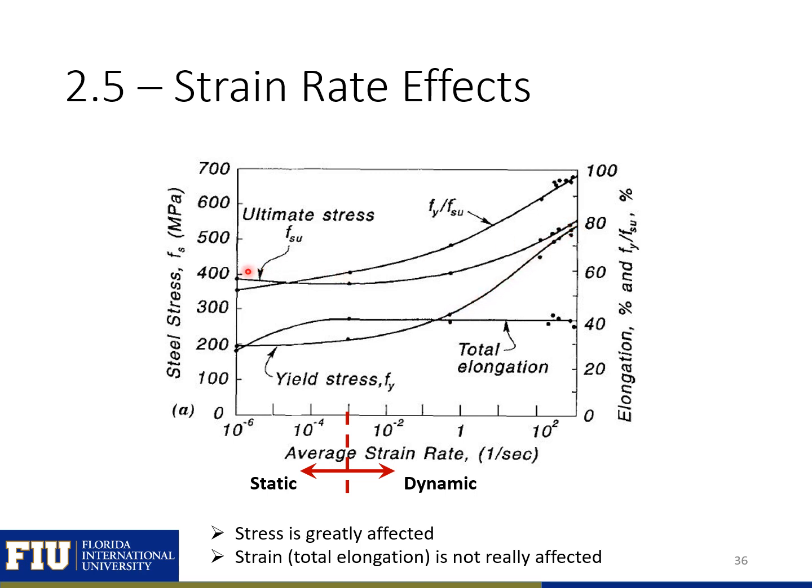You can see that it'll also affect our ultimate stress. So as we move from static to dynamic, we'll have a smaller increase in our ultimate stress. And you can notice that as we approach very fast strain rates, our yield stress is going to approach our ultimate stress. So they'll be near equal as we get into very fast strain rates. You can notice that the strain rate in the static range does have an impact on elongation, but in the dynamic range, it doesn't have much of an impact on the total elongation or ductility of the reinforcement.